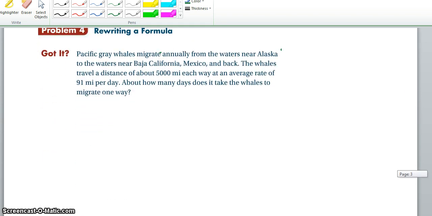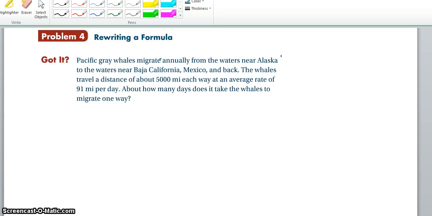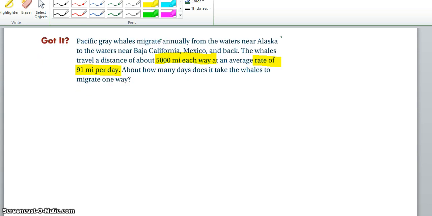So Pacific gray whales migrate annually. Go ahead and read this. I'm going to set it up and I'll be back. So we know that these whales travel about 5,000 miles each way, and we have an average rate of 91 miles per day. Now an average rate is really useful because we can treat it like it's a constant. So we know that distance is always equal, sorry that looks like a D, distance is always equal to rate times time. So our total distance is 5,000. Our rate is 91 miles per day.